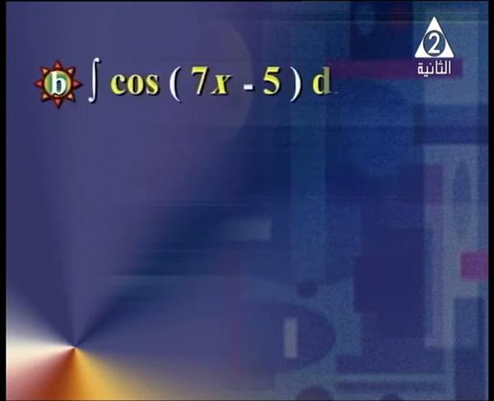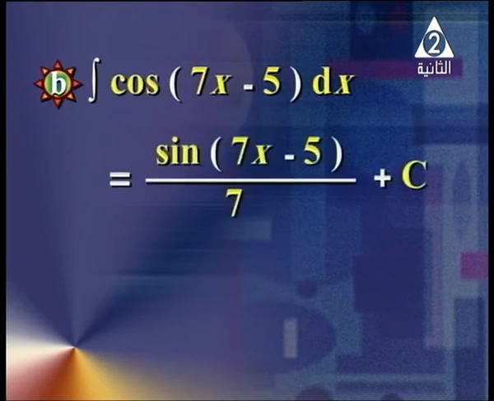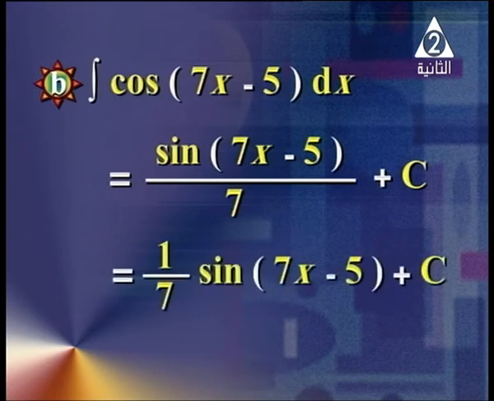Number B, what is the integration of cosine of the bracket 7x minus 5, dx? What is the integration of cosine? Sine. Sine of the bracket 7x minus 5. Don't forget to divide by the coefficient of x, which is 7. Then the answer is sine of the bracket 7x minus 5, over 7, plus the constant of integration, which equals 1 over 7 sine of (7x minus 5) plus c.